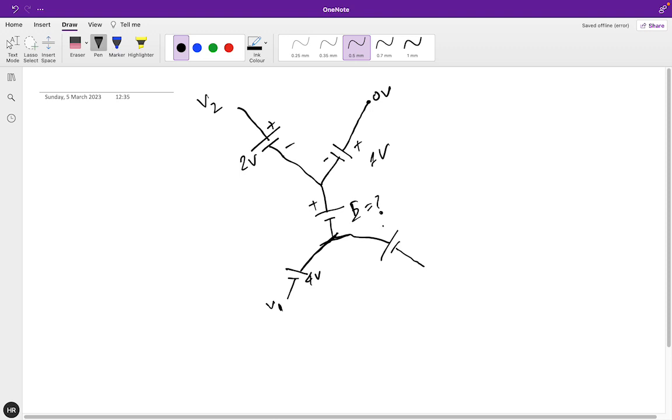Just wait for 2 minutes. Right. Okay. So this particular branch is positive, negative, 5 volt, and this is 10 volt. You need to find the value of E. How will you find the value of E?